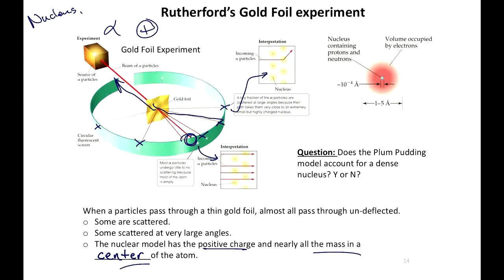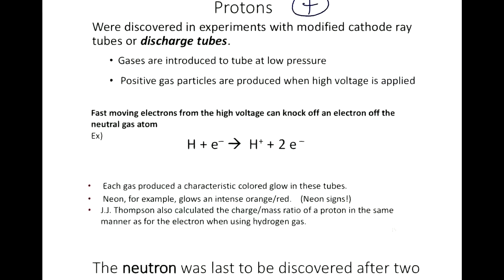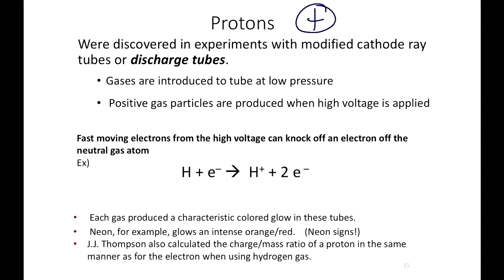Okay, and so does the plum pudding model account for a dense nucleus? No, it doesn't. And so that's why the gold foil experiment is important here, all right? And so here, the last slides, we'll talk about protons and neutrons. It's just 2 slides. So again, chemists care about electrons. Protons are positively charged. They're inside our nucleus. Same with neutrons, all right?